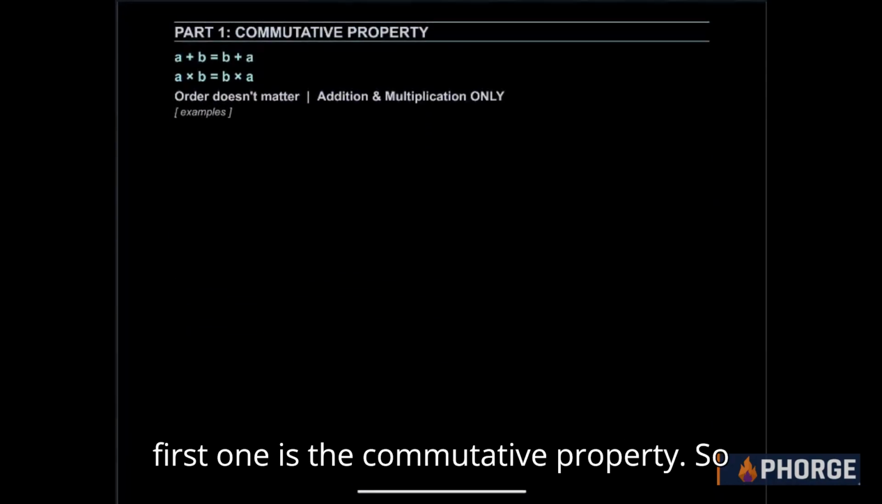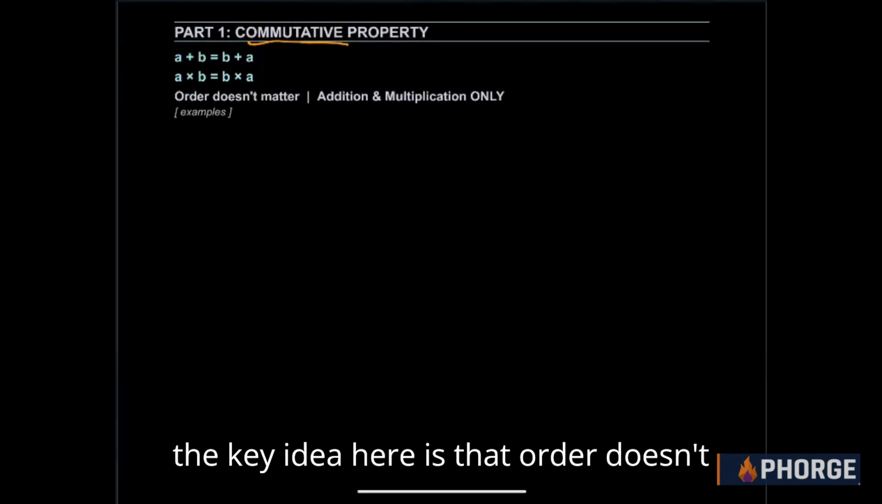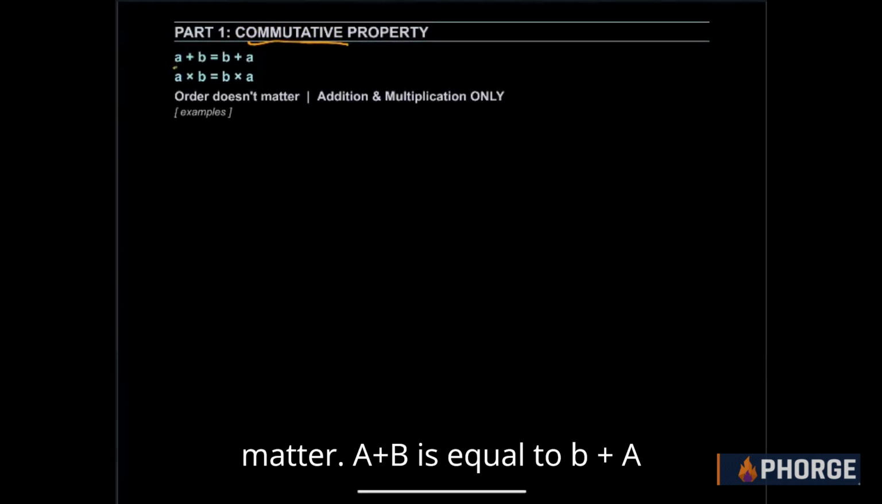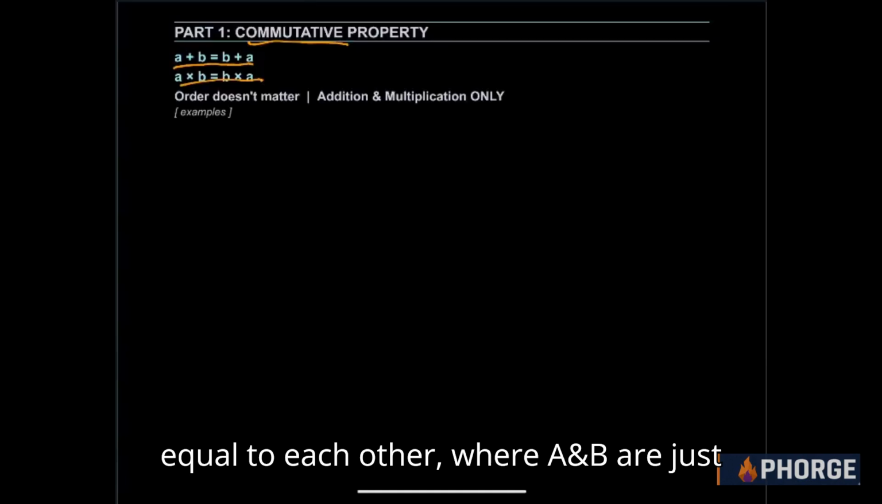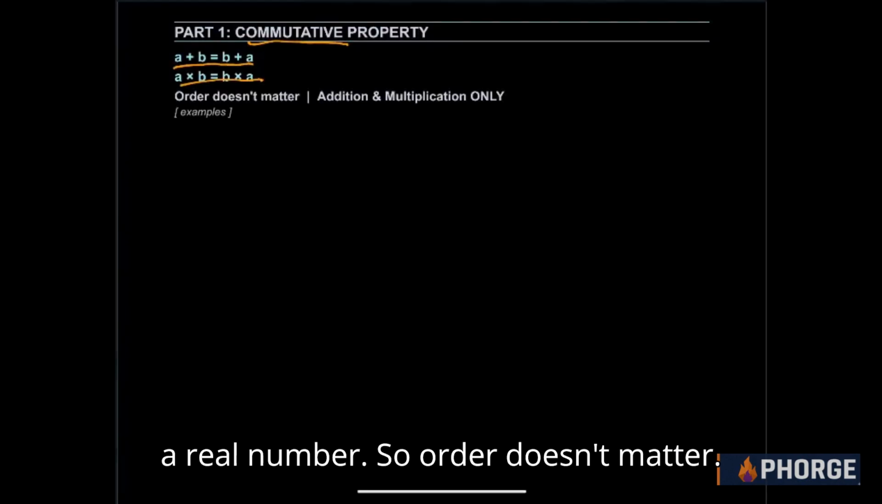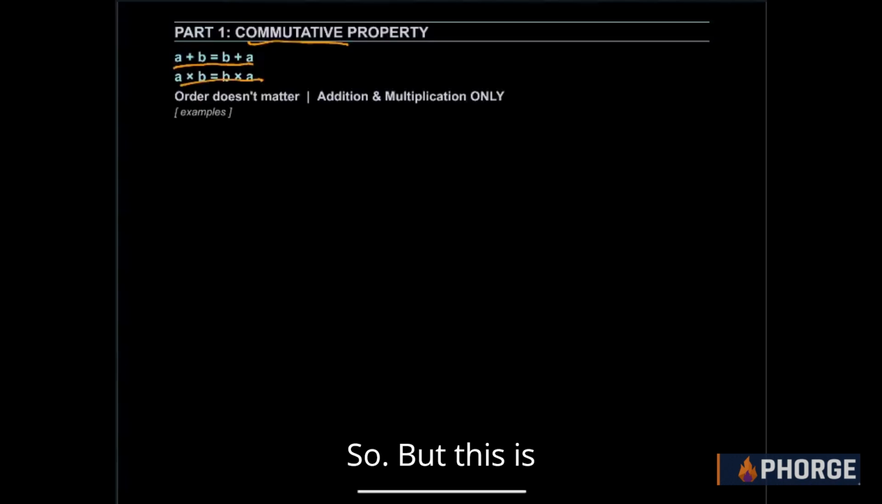The first one is the commutative property. The key idea here is that order doesn't matter. A plus B is equal to B plus A, and A times B and B times A equal each other, where A and B are just real numbers. So order doesn't matter, but this is only for addition and multiplication.